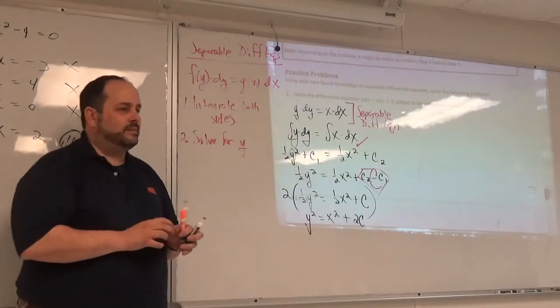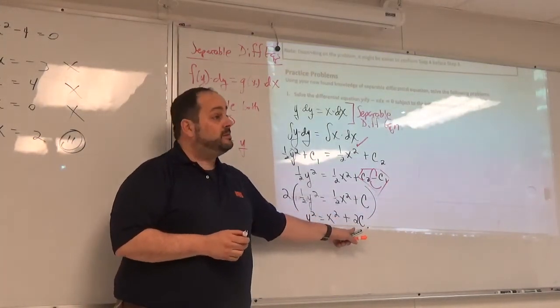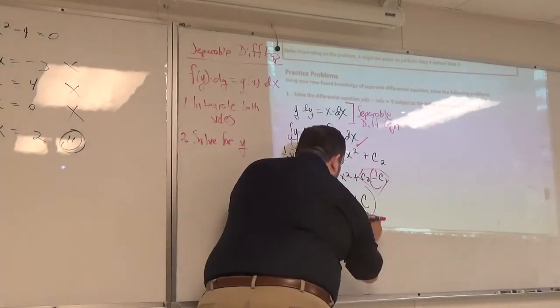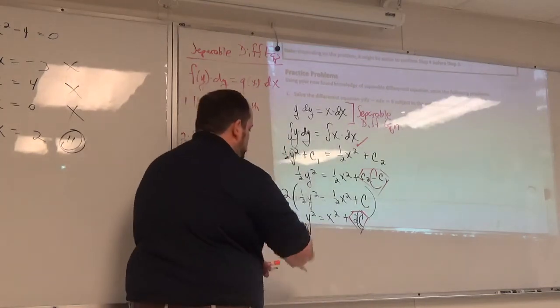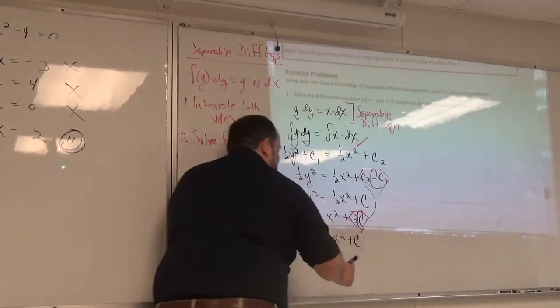But wait. A constant that I don't know. 2 times a constant that I don't know. Guess what? Super duper Charlie. It's another super Charlie. So y squared equals x squared plus c.